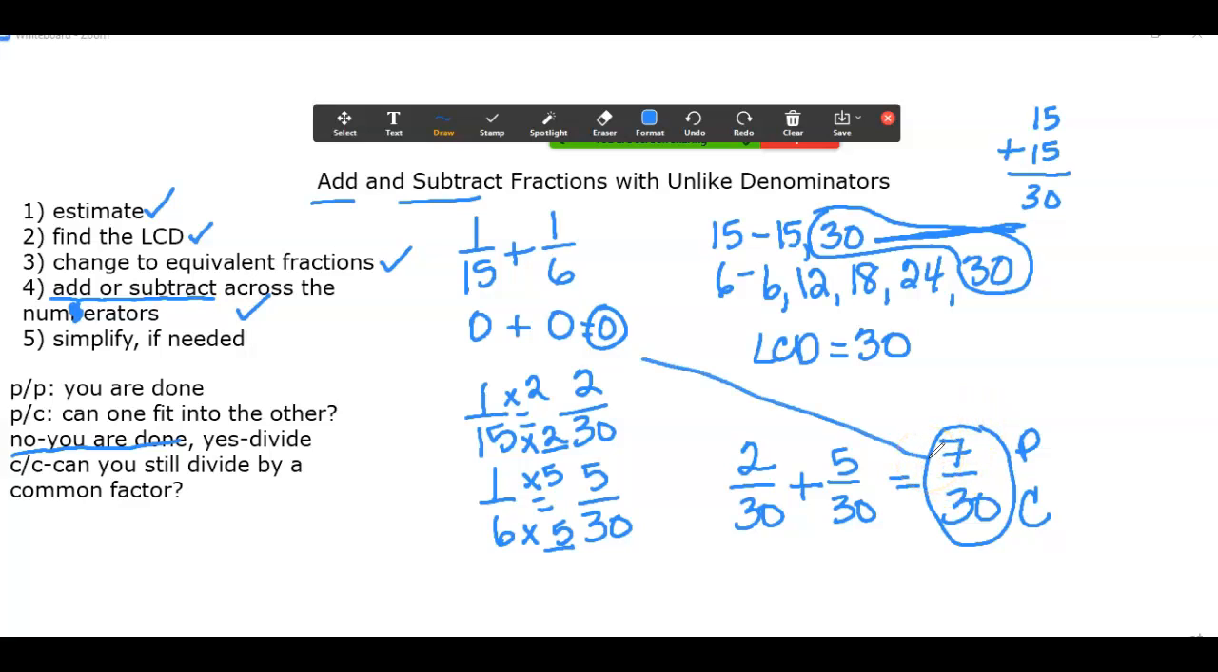Now, let's evaluate that with our estimate. Is 7/30 close to 0? If I do out a number line, 0/30 is here, 30/30 is here, half of 30 is 15/30. And I have 7. 7 would go about right here. So 7/30 is close to 0. So that is a reasonable answer. All right, I hope you have these things written down because I'm about to clear this.